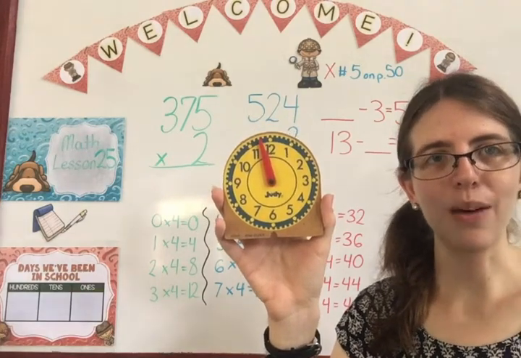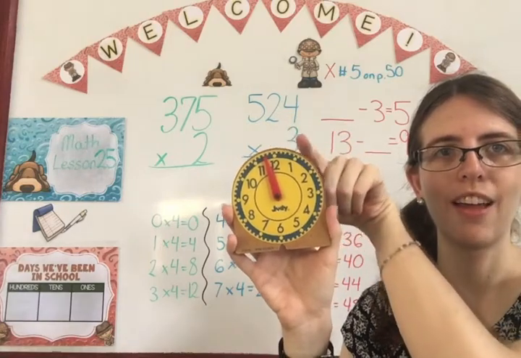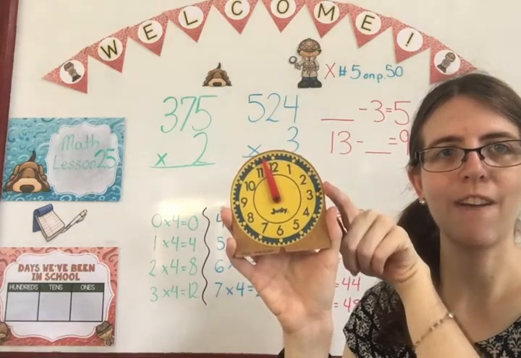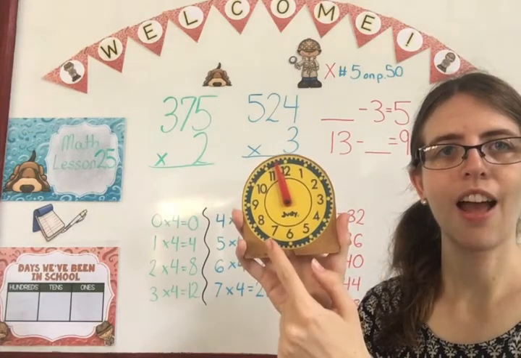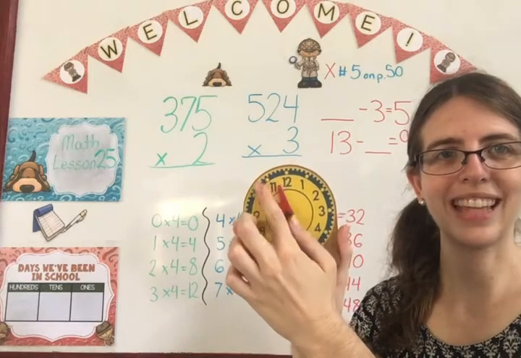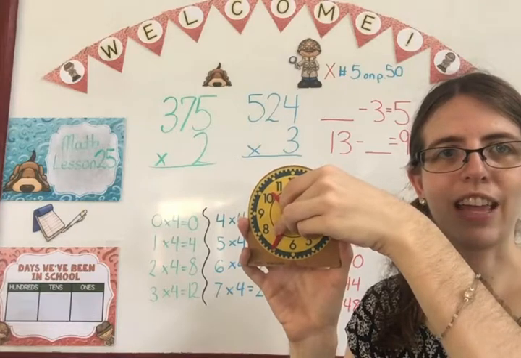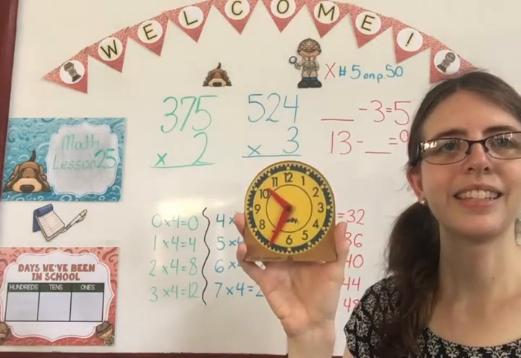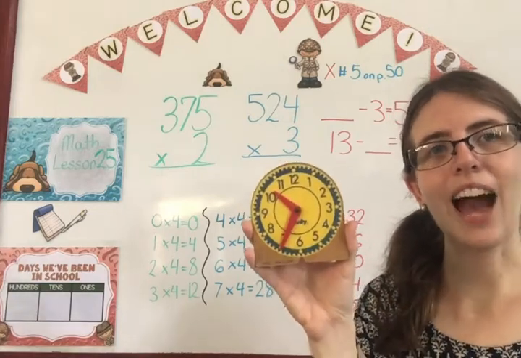Well, we need to count. We count by 5s. So our 12 is 0, 5, 10, 15, 20, 25, 30, 35. So my minute hand goes to the 7. Woo, all the way down here to the 7. So it is at 35. Now my hour is 11.